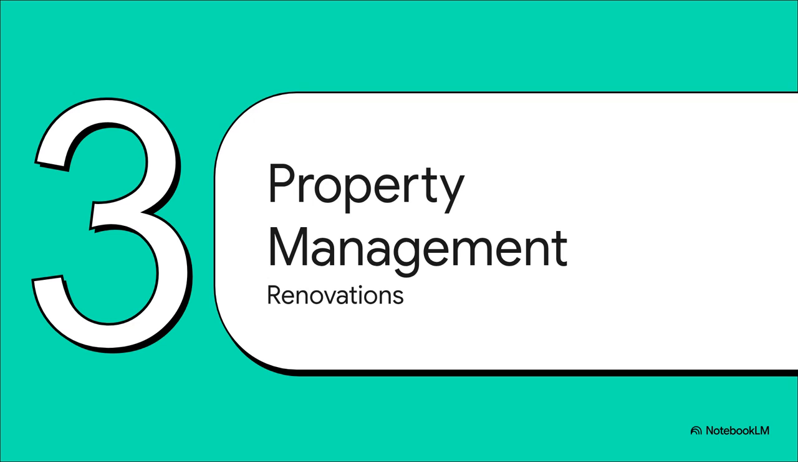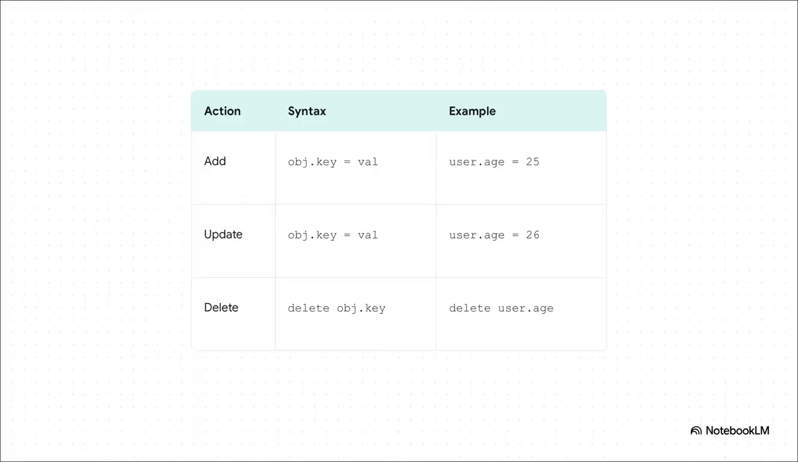Okay, so you've built your first object. You've got your digital filing cabinet. But these things aren't set in stone. They're meant to be changed. So let's talk about renovations, how to add new properties, update existing ones, and clear out the stuff you don't need anymore. And honestly, managing properties is about as easy as it gets. To add a new property, you just assign a value to it. To update an existing one, you do the exact same thing. And if you want to get rid of one completely, you just put the delete keyword in front of it.